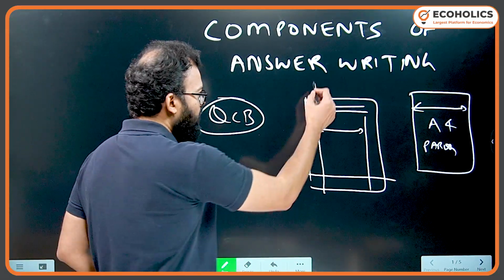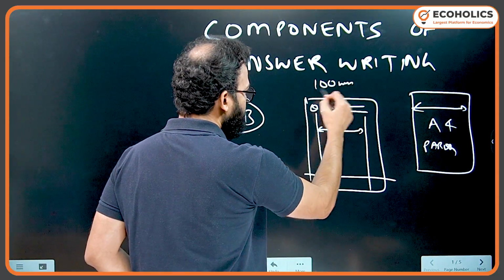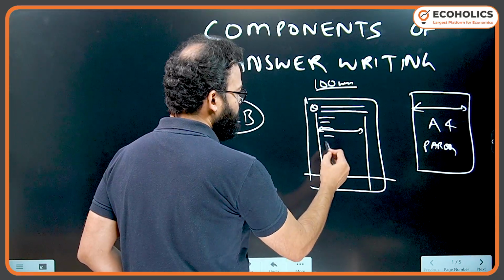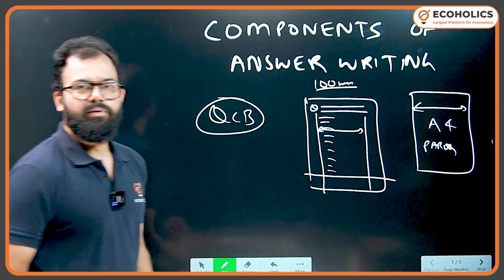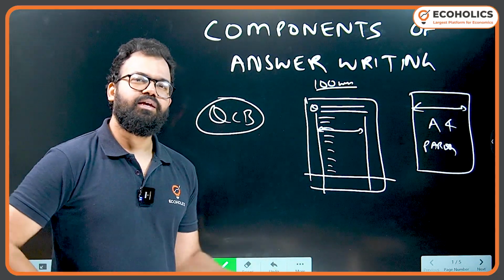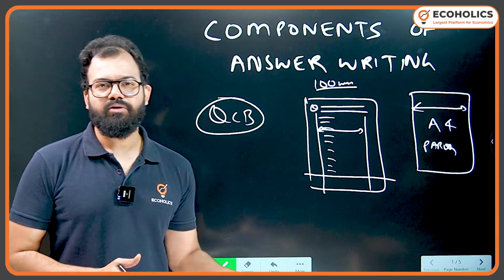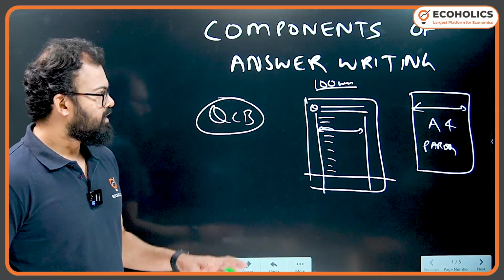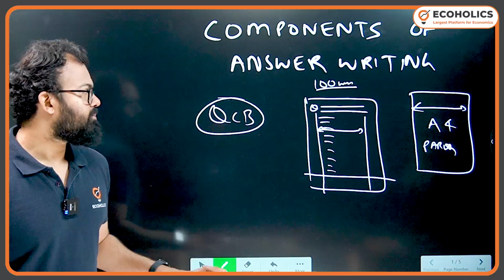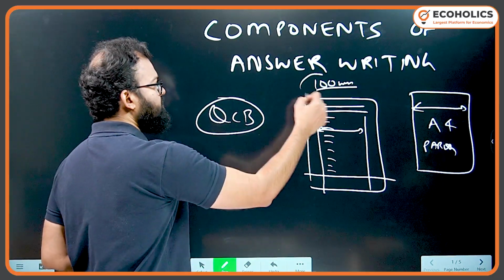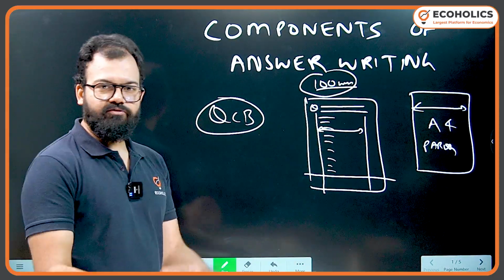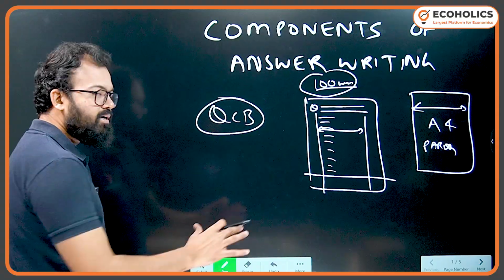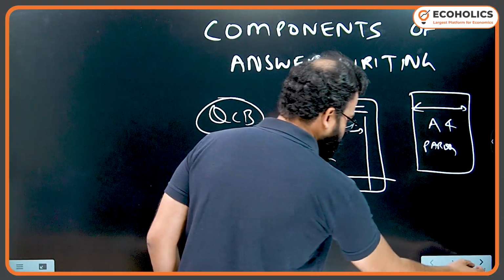Suppose you are writing a 100 words answer here, then you have to write 20 lines if you are writing 5 words per line. But if you are writing 6 or 7, it will be very easy to conclude your answer in 14 to 15 lines. So you need to measure this very carefully, because for a 100 word answer they give 1 page, for 200 they give 2 pages. So approximately 100 words you need to write in 1 page.